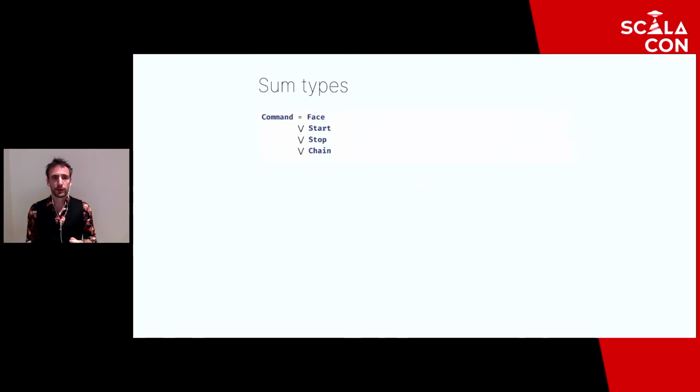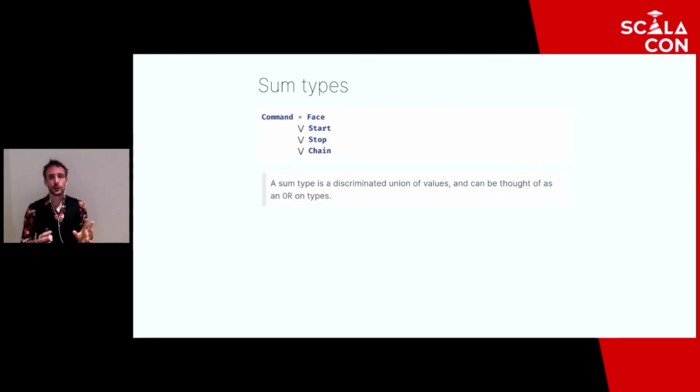An algebraic data type, such as command, we've seen that command is a face, or a start, or a stop, or a chain. And that is very precisely known as a sum type. A sum type is a discriminated union of values, and it can be thought of as an OR on types.